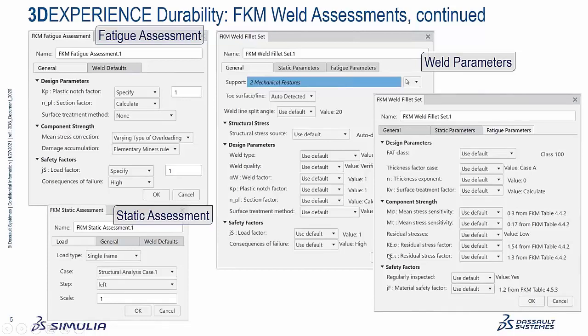Our user document doesn't cover all of the FKM parameters because the expectation is that you have your own copy of the FKM guideline, and you have to have that guideline because it gives you guidance on how to choose the values here if you're not going to choose defaults. One thing to notice here is whereas FESafe traditionally has only ever done fatigue assessment, this is the first time we've actually added a static strength assessment as well for FKM-based weld assessments.